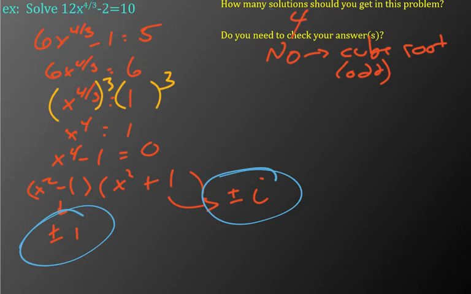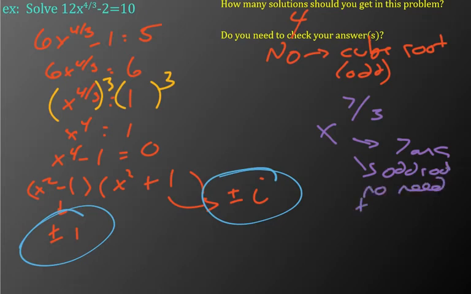When you see a problem where somewhere in the problem x to the 7/3 is the biggest one, you better get 7 answers, and you have an odd root again, so no need to check. That's a quick thing that I go through in my head right when I look at these problems. I just think about these two things, and I highly suggest you do too. A lot of times students won't get all the roots they need for the order of the polynomial. It's like they forget about last unit. So don't forget about last unit.